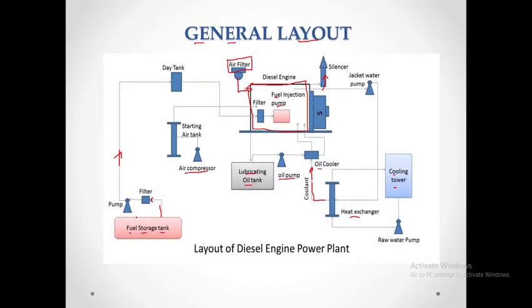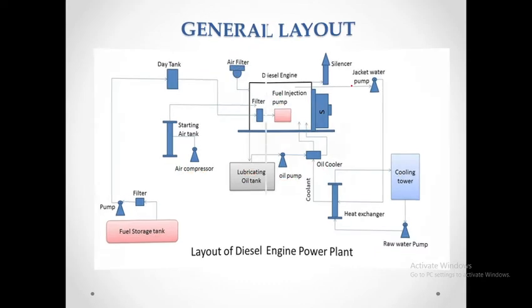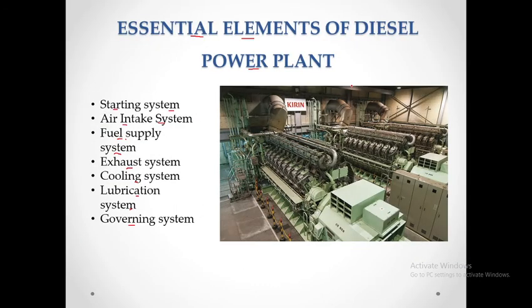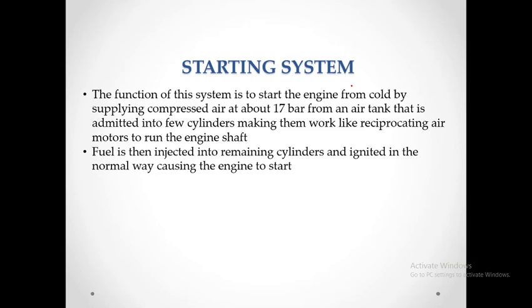diagram, that is, the fuel storage tank. The supply is happening from here, so this will be the fuel system. Then the starting air tank and air compressor, this will be the air intake system. Then the lubricating oil pump and the oil cooler, so these combine the lubrication system. Then the silencer, then the jacket water pump, so these combine the exhaust system. Okay, so this we will discuss in detail.